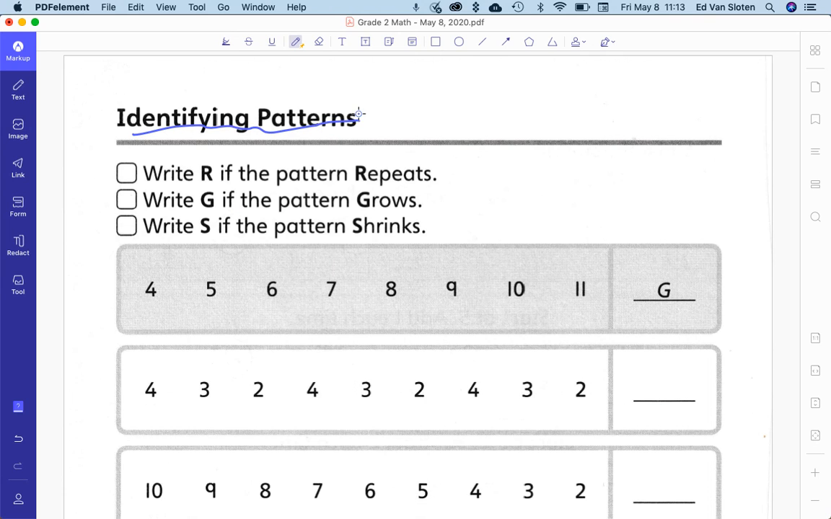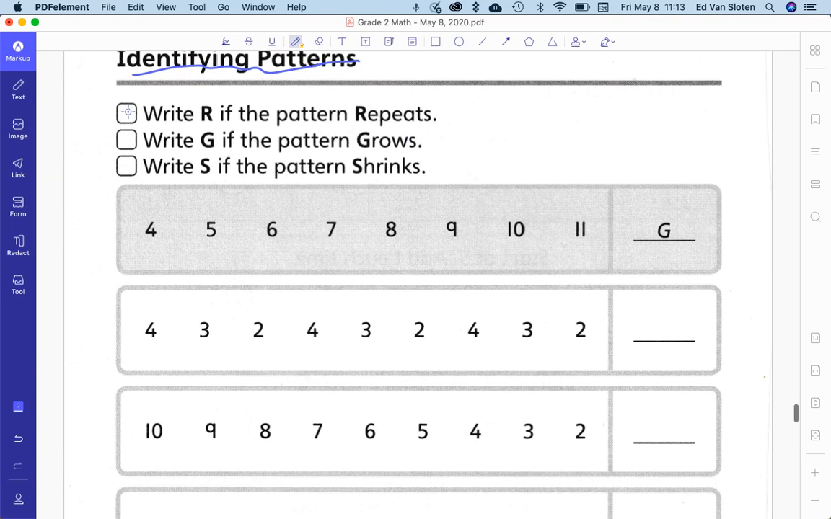Identify patterns. Haven't I done enough? Okay, so they say write R for the repeating patterns, G for the growing patterns, S for the shrinking patterns. So it repeats, it grows, it shrinks. Really? 4, 5, 6, 7, 8, 9, 10, 11? What are we, 2 years old? 4, 3, 2, that's shrink. Oh, wait, no. Oh, Mr. V, you big turkey.